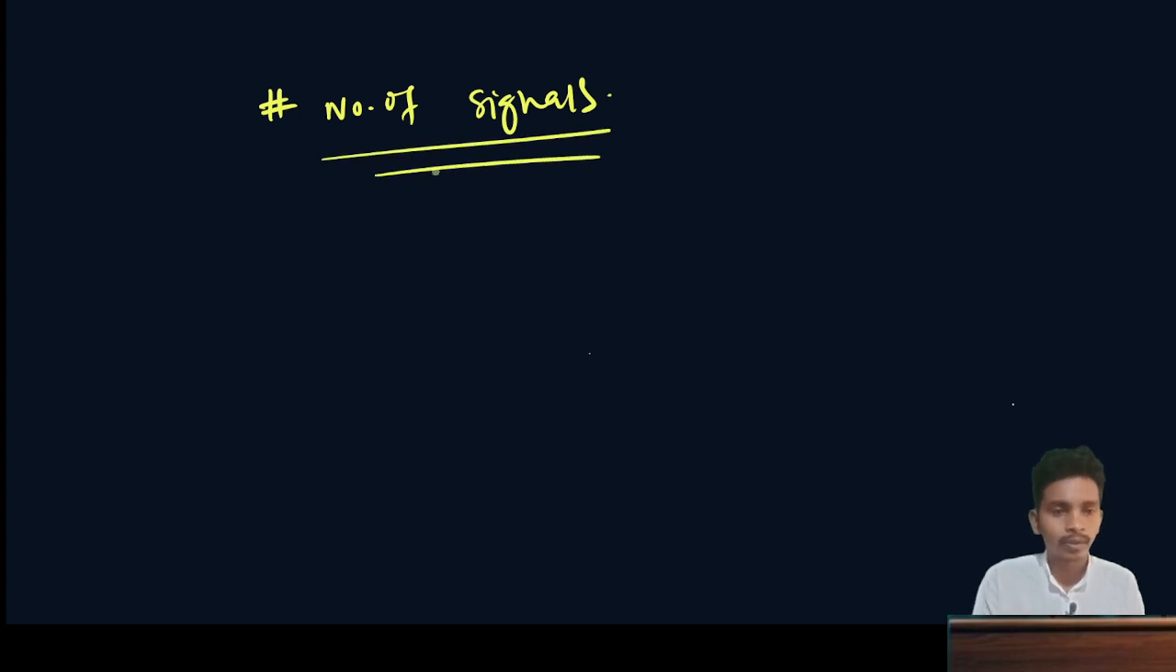Welcome. In the previous class we discussed the number of signals, that is, how many signals there are in a particular molecule. We discussed homotopic, diastereotopic, and enantiotopic.